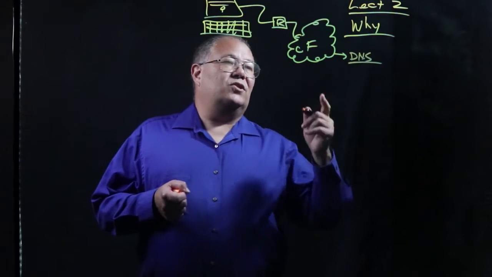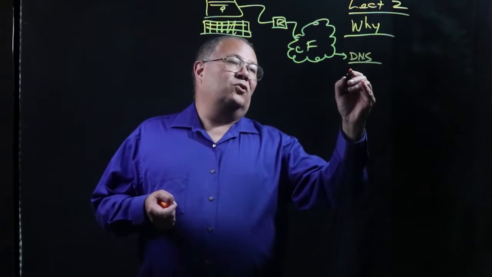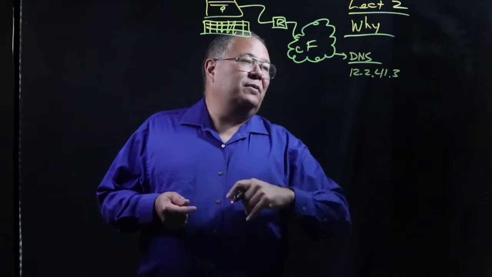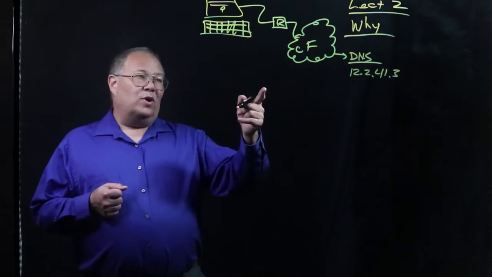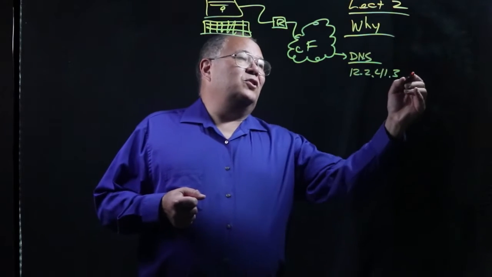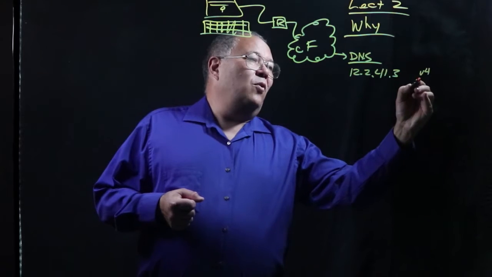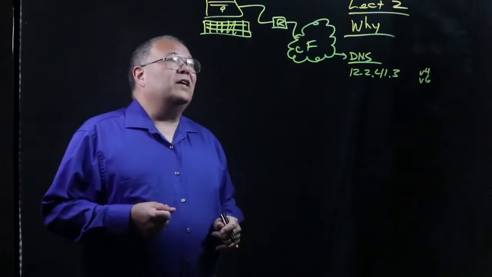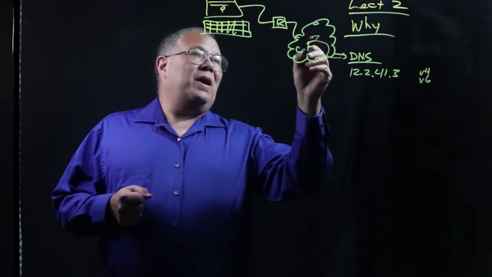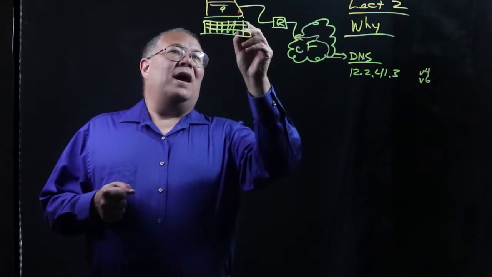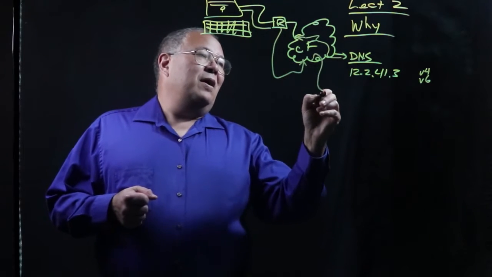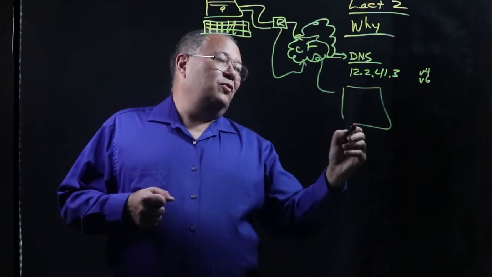They're going to use DNS to turn that Washington Post into a number, like 12.2.41.3. That, by the way, is not the Washington Post number, but it's an IP address, a version 4 or a version 6 address. Version 6 addresses are longer. And then the data is going to propagate back through the cloud frame to them, and they're going to go out again to the router, back into the cloud frame, back out to some server farm.